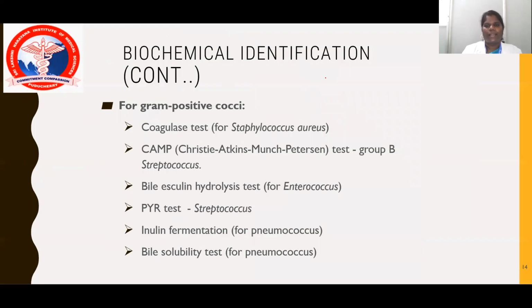Coming to biochemical identification, we have a set of panels. For example, if it is a gram-positive cocci, we have a set of identification tests to rule out the different gram-positive organisms. We can do the coagulase test to identify Staphylococcus aureus, and the CAMP test to identify group B Streptococcus. The bile esculin test is used to identify Enterococcus. The PYR test is used to identify Streptococcus. Inulin fermentation and the bile esculin test are also used. These are the tests to differentiate the gram-positive bacteria.